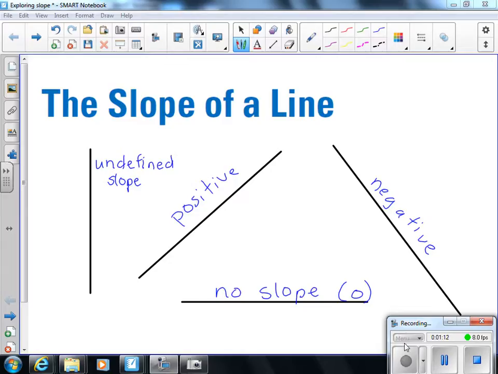So on the pink sheet I gave you right now, I want you to draw the examples. The first one is no slope, which is a horizontal line. And make sure you put little arrows on the end of it. A positive slope, in your little grid, just put positive. Make it look like this. Negative, and then undefined.